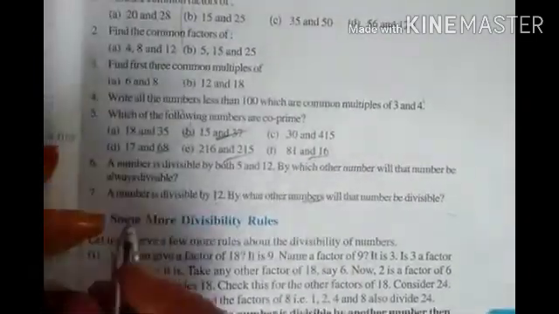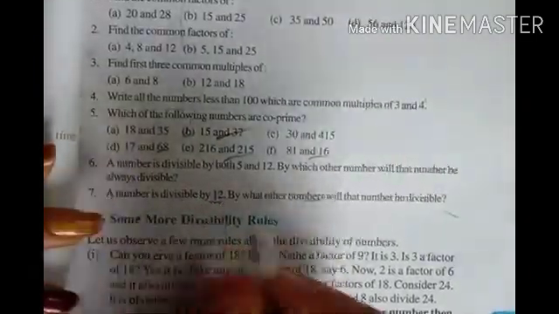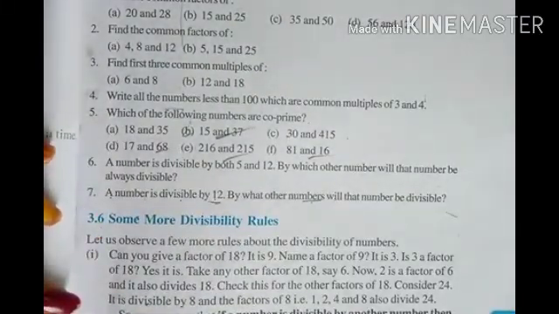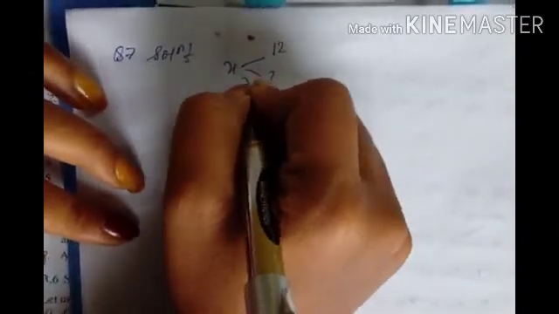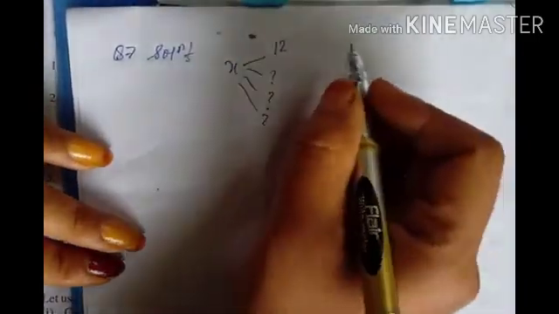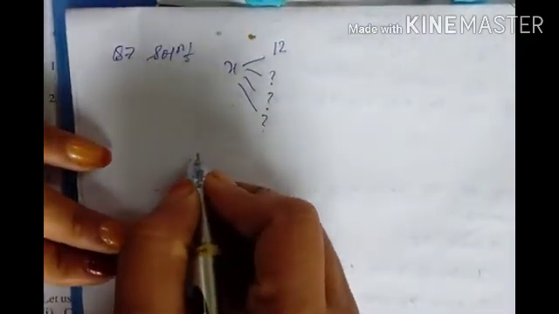So in the same way, what number is given here? There is one number, that is 12. So one number is divisible by 12, and by what other numbers will it be divisible? Simply, you will find the factors of 12. There is one number divisible by 12, and you have to find the other numbers which will divide it. So you will write the factors of 12.